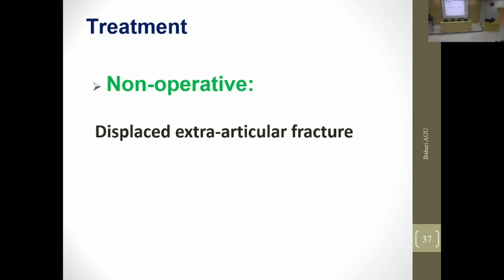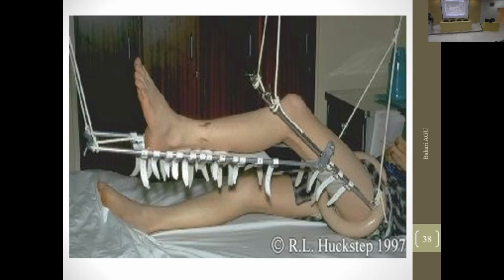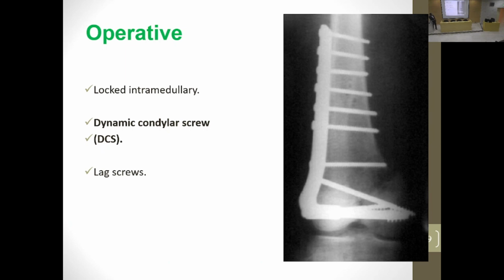And this is also, in the new era, we go for fixation either by DCS or condylar locked plate. So here previously, imagine that someone with a fracture would stay with this for two or three months to get healing, which is very exhausting. This is an example of a DCS, and the DCS is now also obsolete. We are now using what we call locked condylar plates.